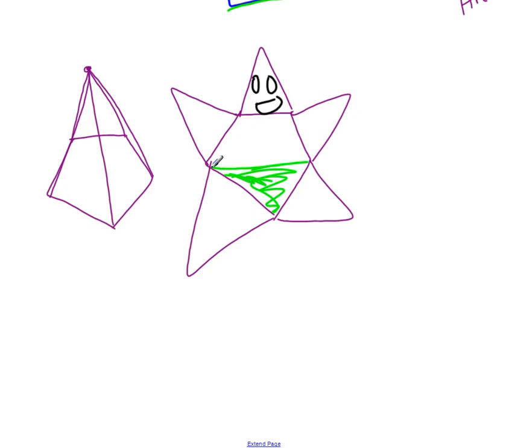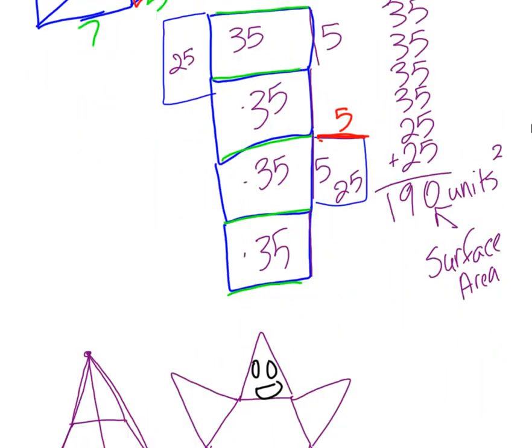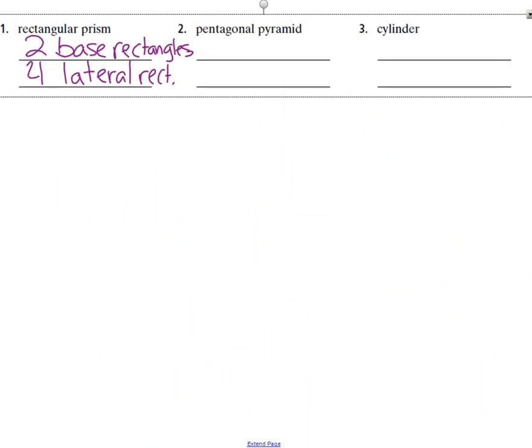So what shapes do we have here? Triangles. So we do have what? We have one base. What shape is the base? Pentagon. So one pentagon and what? And 5 triangles.